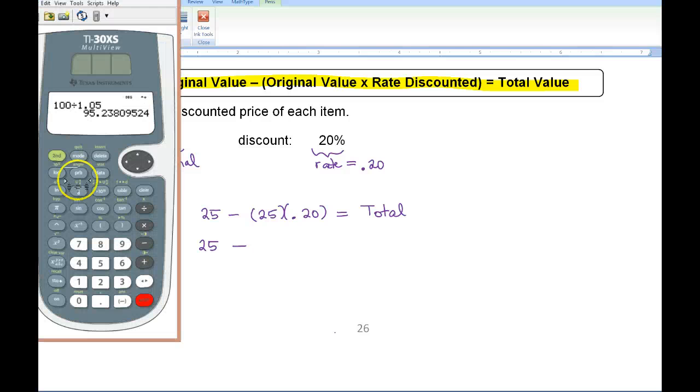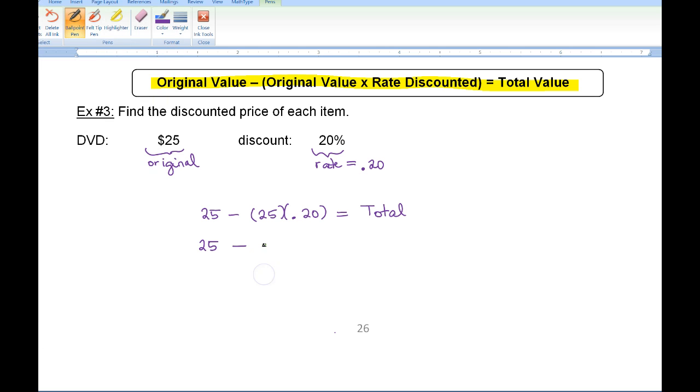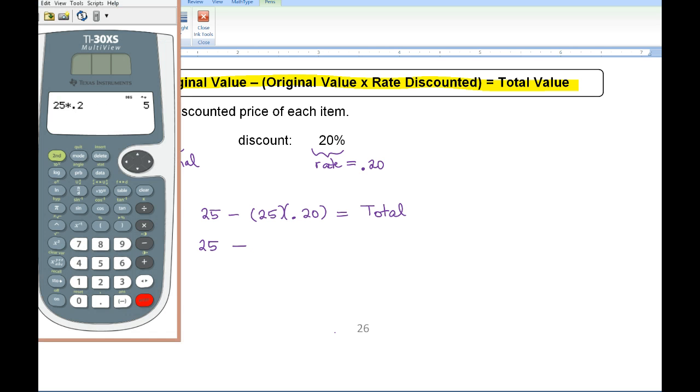Okay, what's 25 times 0.20? It's 5. That's 0.2.